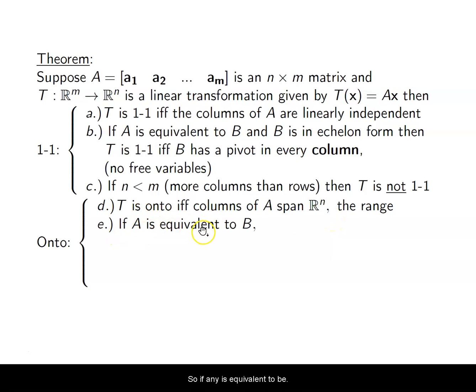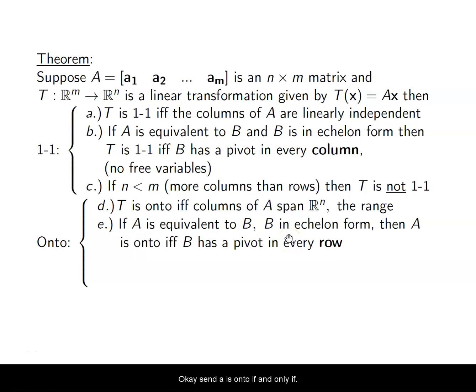So if A is equivalent to B, and B is in echelon form, then A is onto if and only if B has a pivot in every row. So I can still have a free variable, but every row has to have a leading variable. There can be no 0 vectors, no 0 rows.